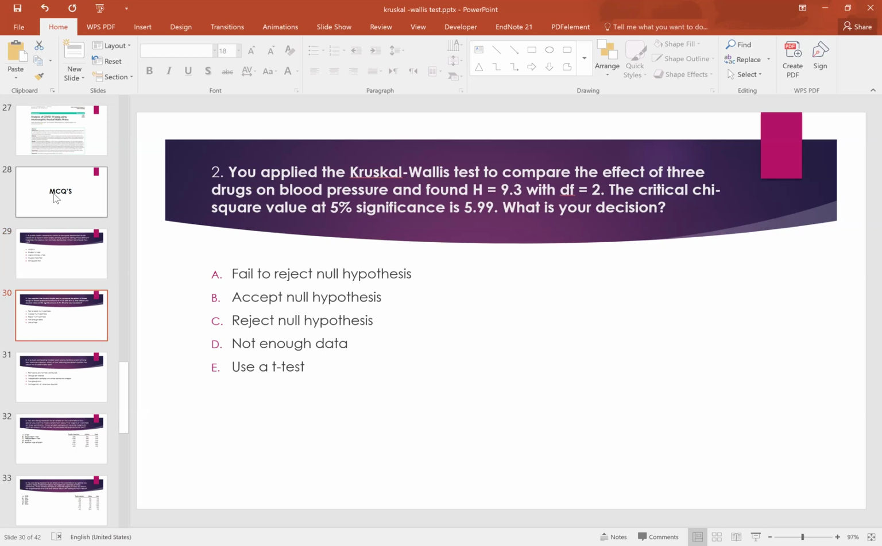You applied the Kruskal-Wallis test to compare the effect of 3 drugs on blood pressure and found H is equal to 9.3 with degrees of freedom equal to 2. The critical chi-square value at 5% significance is 5.99. What is your decision? Fail to reject null hypothesis, accept null hypothesis, reject null hypothesis, not enough data, use a t-test. It's C, reject null hypothesis.